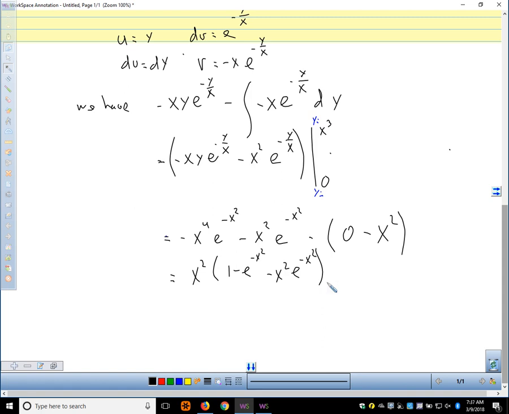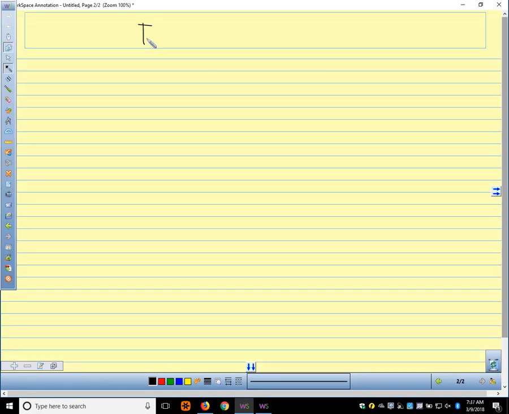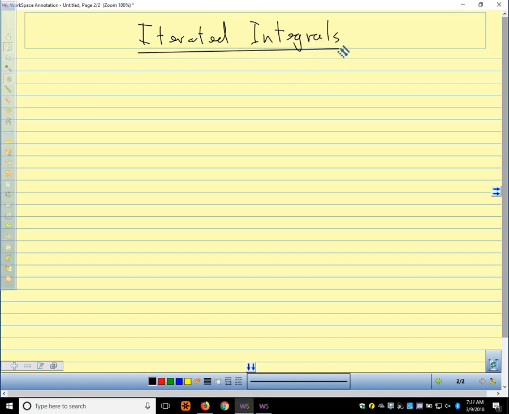All right, so this idea leads us to the concept of an iterated integral. So we can integrate once with respect to one variable, and then again with respect to another variable. It's like the opposite of a partial derivative. It's a mixed integral. So we can iterate this process.